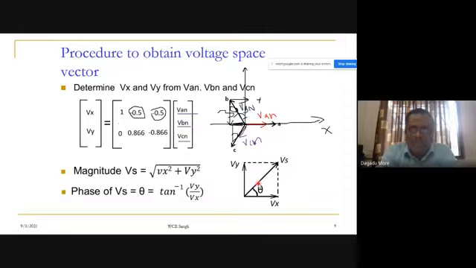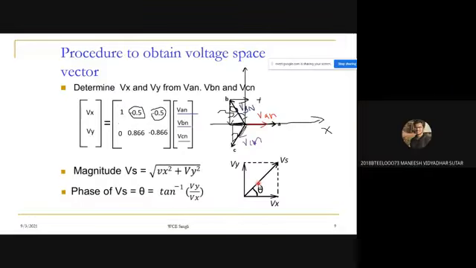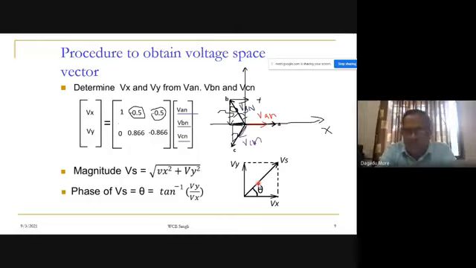Each switching state has one voltage space vector. So 8 switching states, how many voltage space vectors? 8 space vectors. And now it is possible to find the magnitude and angle of each. Can you do this exercise at home?